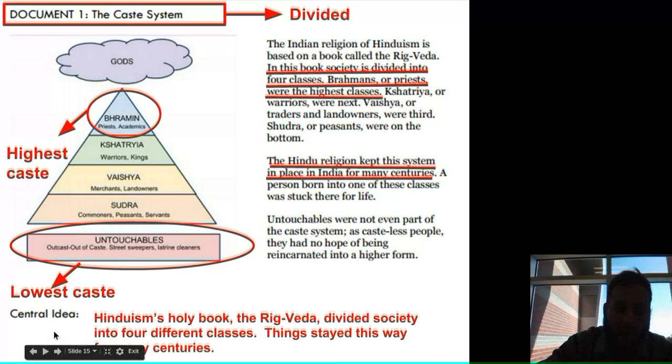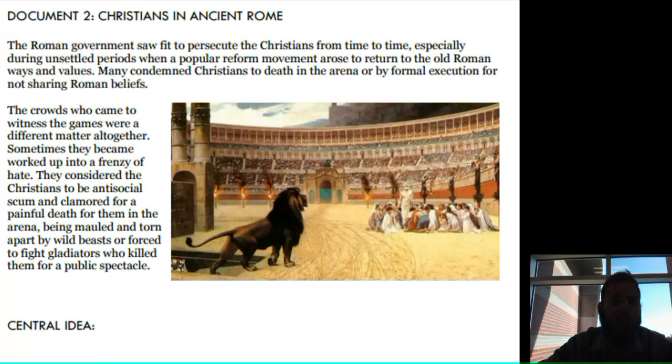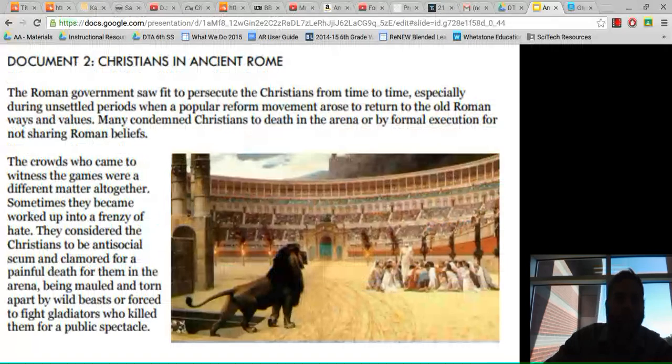On the bottom, I have the central idea of the text, and it says, Hinduism's holy book, the Rig Veda, divided society into 4 different classes, which I took from the passage. Things stayed this way for many centuries. That's the central idea of the text. Remember that each one of the documents needs to be annotated similarly to this so that you can get full credit for points for those annotations. And also make sure you have all the rest of them done before you move on.